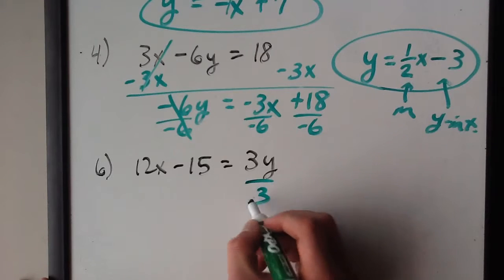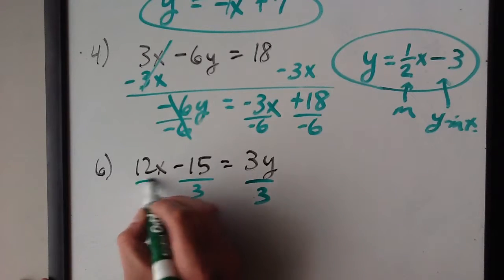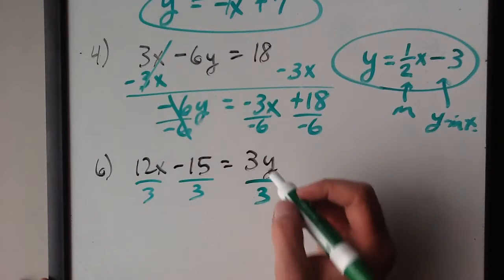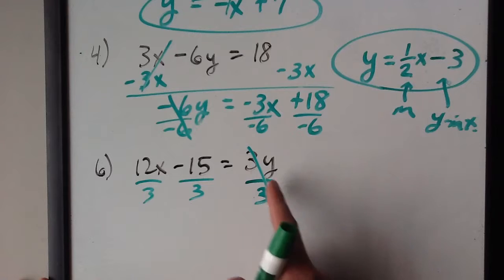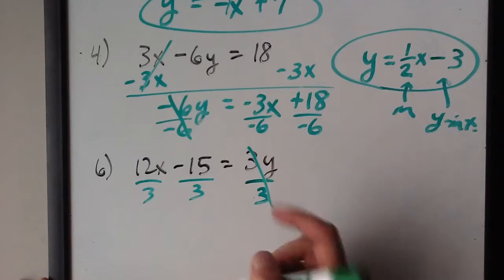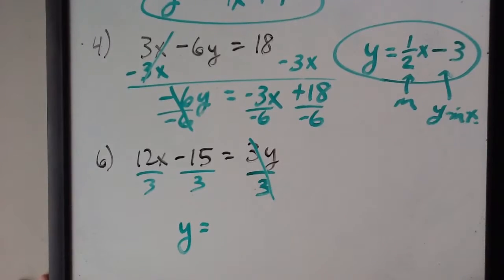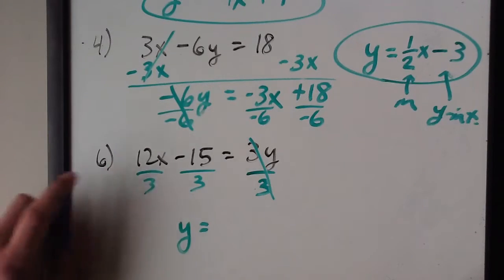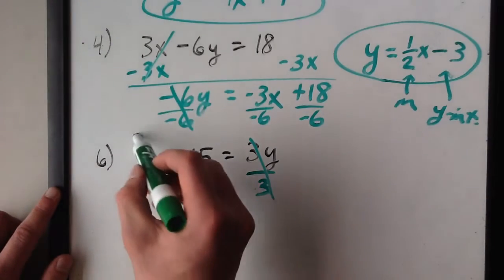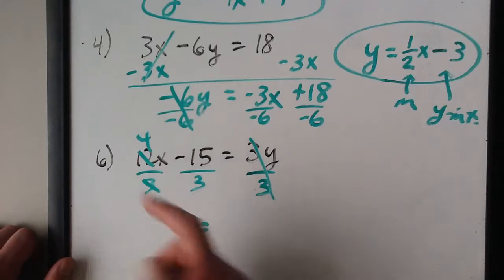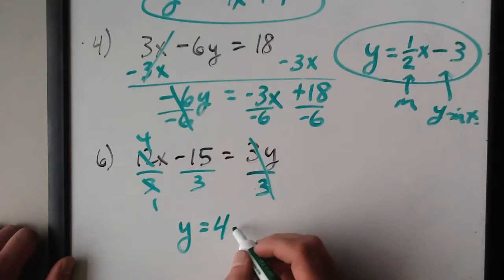So let's divide both sides by 3, and remember over here I'm dividing each term by 3. That allows these 3's to simplify, because 3 over 3 is 1 times y, or just y. I'll write my y first. Then I have 12x divided by 3. 12 over 3 can simplify to 4 over 1, right? Because 12 divided by 3 is 4. So I have 4 times x, or 4x.